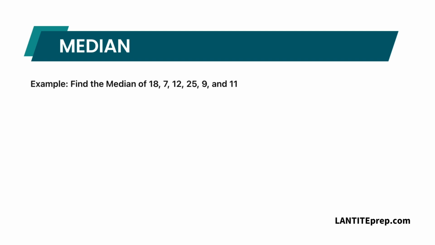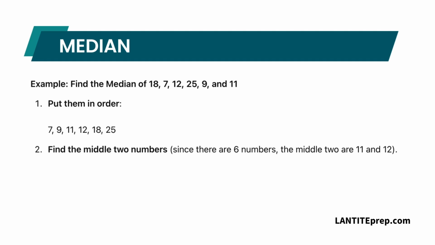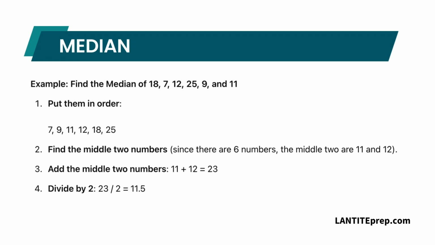Pause the video here and see if you can remember how to find the median for this example with 6 numbers. Great. So step 1 is to put the numbers in order. Then we find the middle 2 numbers, which in this case are 11 and 12. In step 3, we'll add the 2 middle numbers to find a sum of 23, and then we'll divide that sum by 2 because we use 2 numbers, and here we found our median of 11.5.